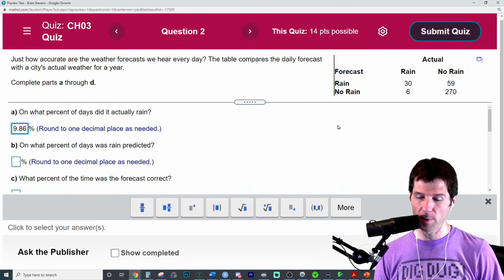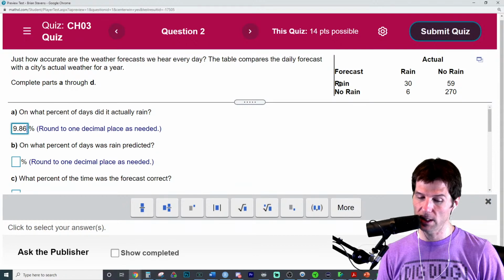On what percent of days was rain predicted? So rain predicted would be the forecast. So we have to go here to rain across here.